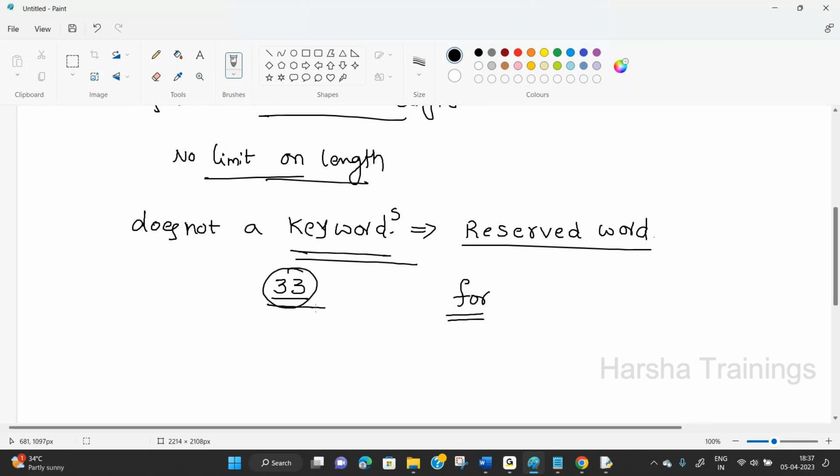Whenever you are moving to programming, automatically you will understand, okay, this is the keyword, this is not the keyword. Okay, now 33 keywords. Anyway, right now I will show you the keywords.